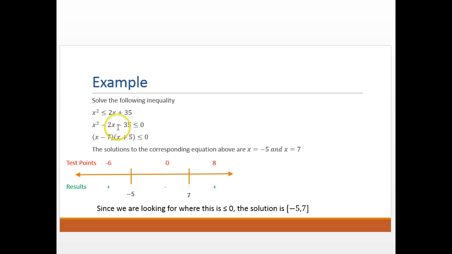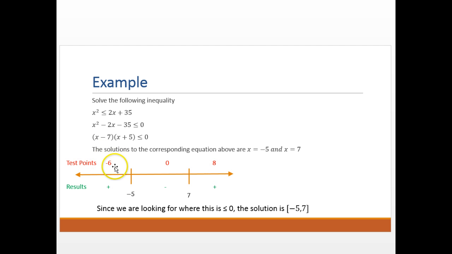Another example, we have x squared is less than or equal to 2x plus 35. Again, our first step is get everything to one side, so x squared minus 2x minus 35 is less than or equal to 0. This factors to x minus 7 times x plus 5. So the two solutions will be x is negative 5 and x is 7. So here's my number line, negative 5 and 7. I've got to pick test points. Easiest test points are negative 6, 0, and 8. 0 is always your easiest, and for the others I try to pick one that's really close, so I'm not going way far out.